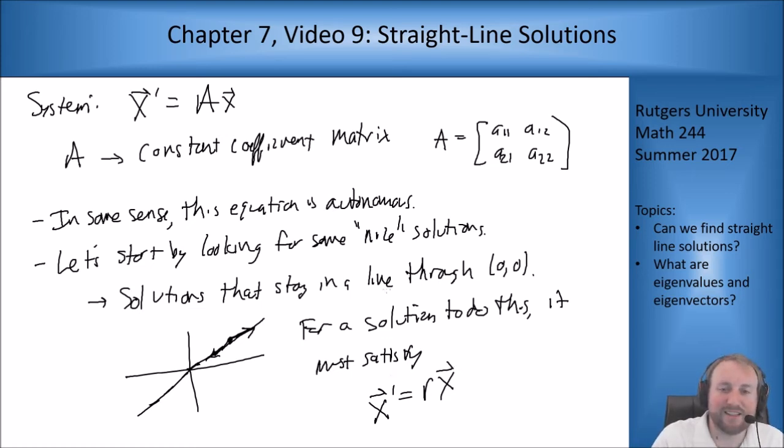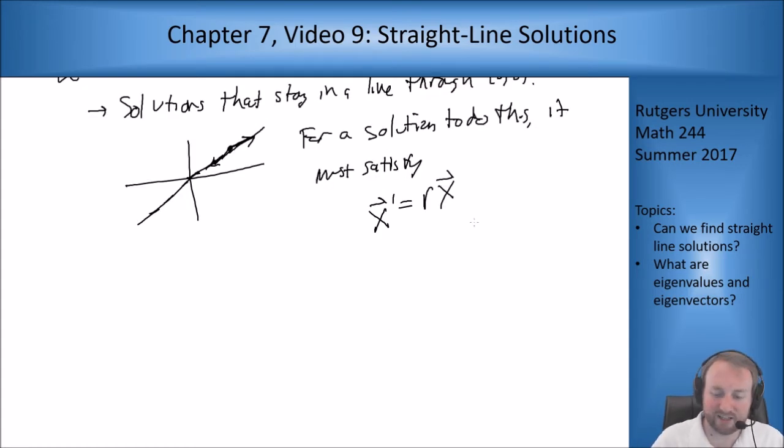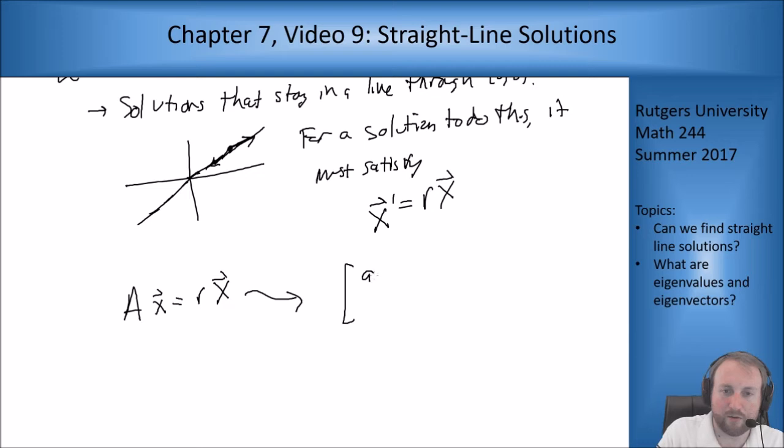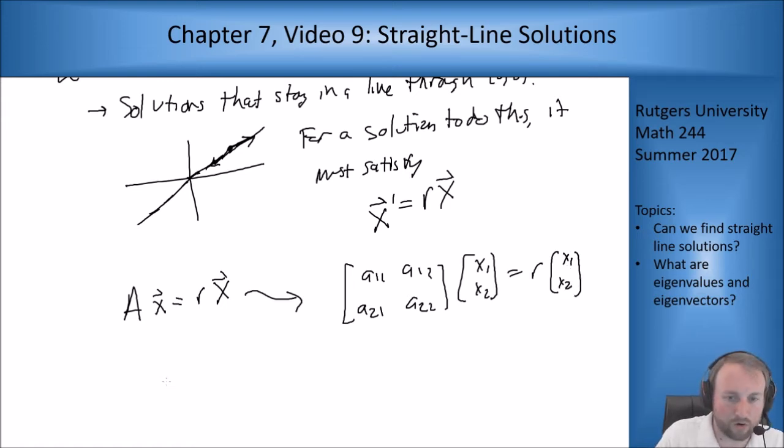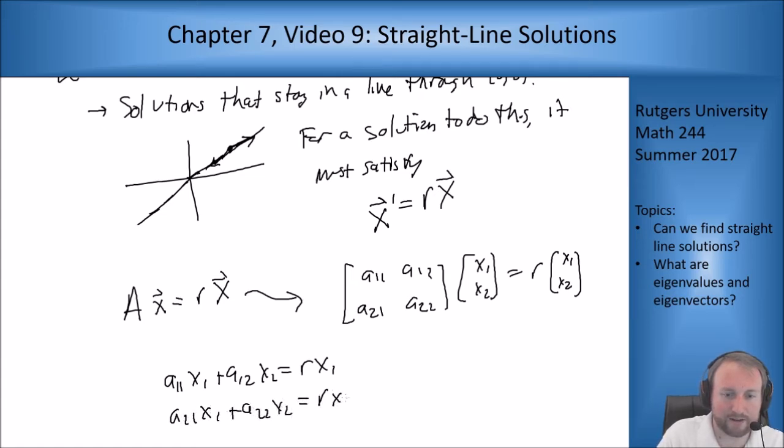So let's see what this looks like here. Because we know x prime is A times x, this tells me that A times x must equal r times x, which if I transfer this into systems of equations, tells me that the matrix A11, A12, A21, A22 times x1, x2 equals r times x1, x2, or A11 x1 plus A12 x2 equals r x1 from the first row, and A21 x1 plus A22 x2 equals r x2 for the second row.